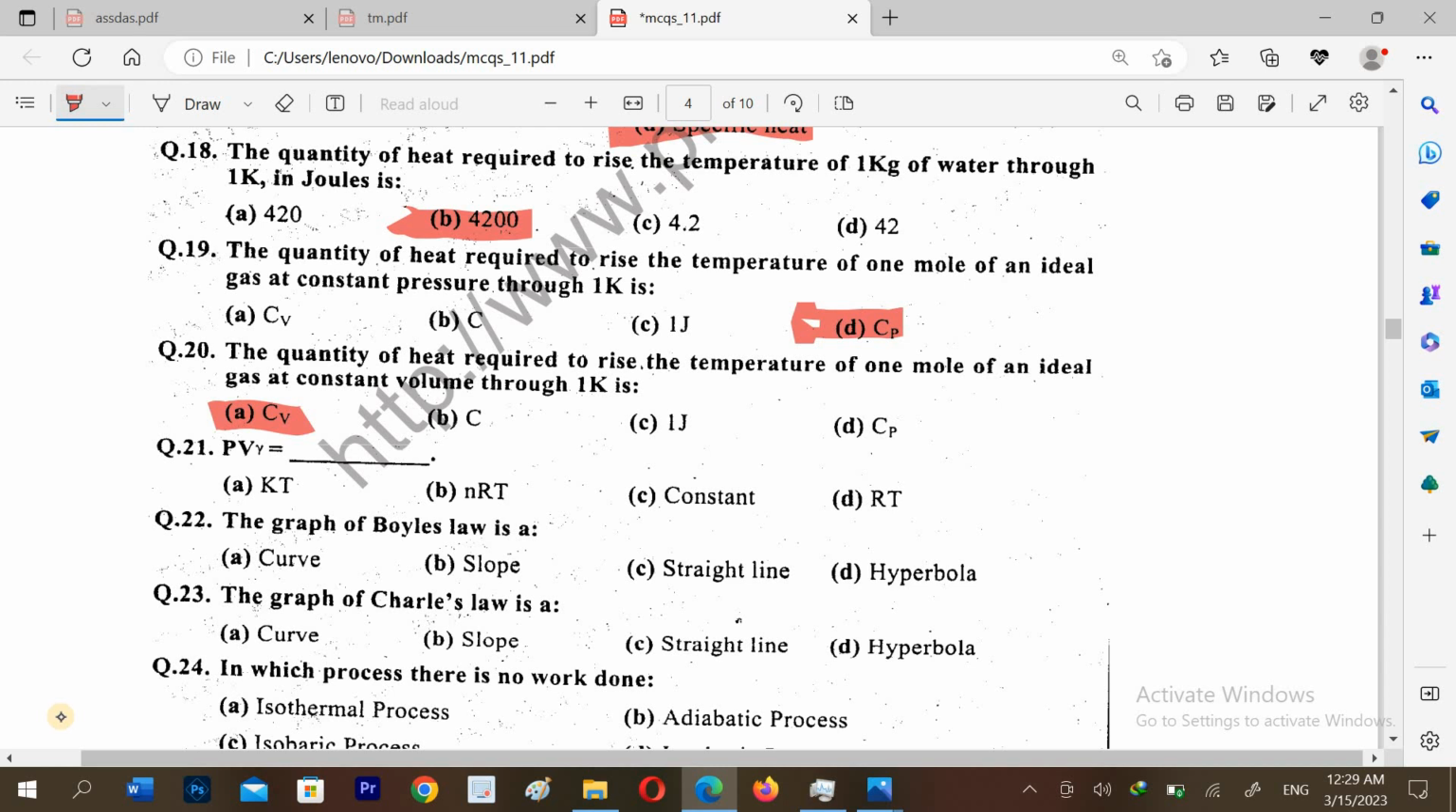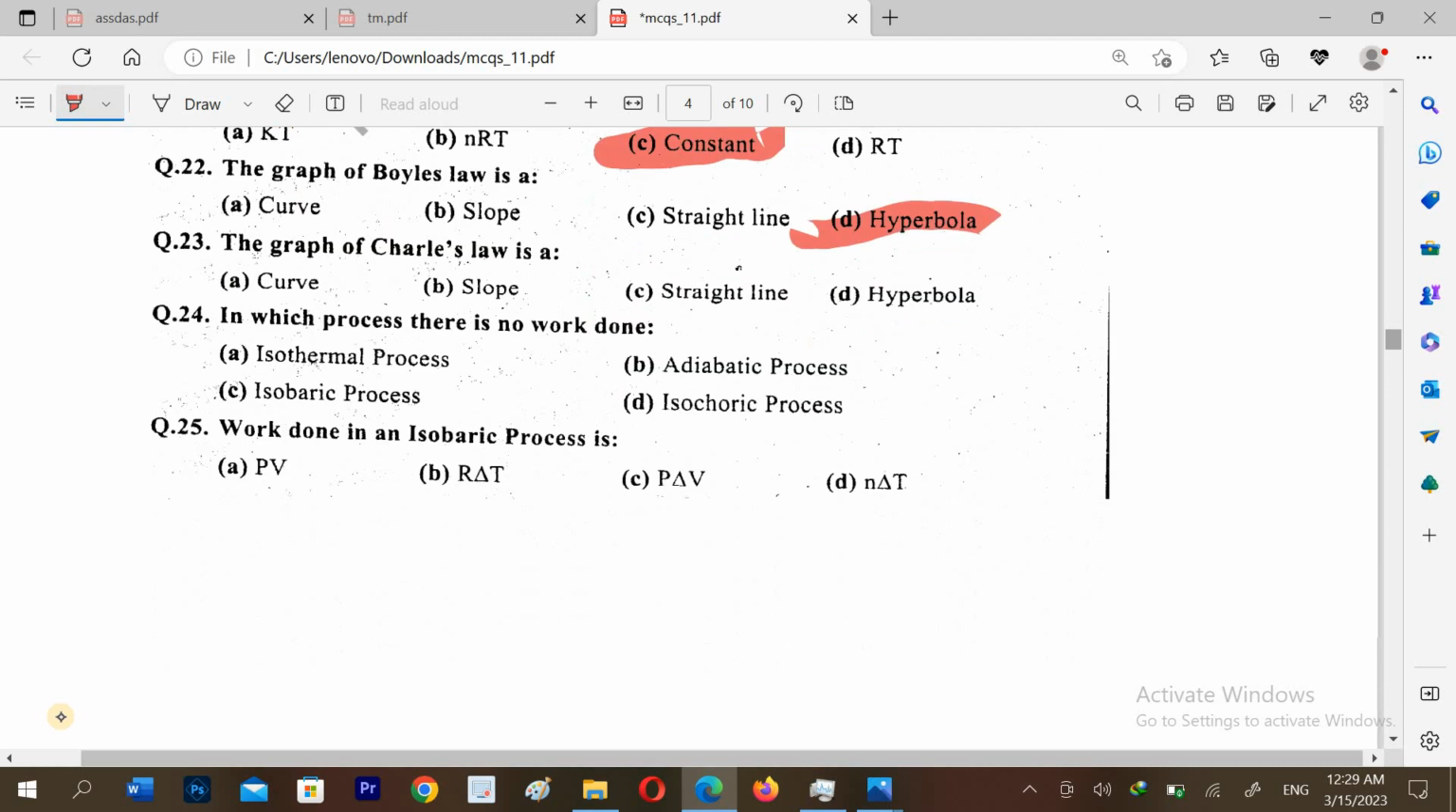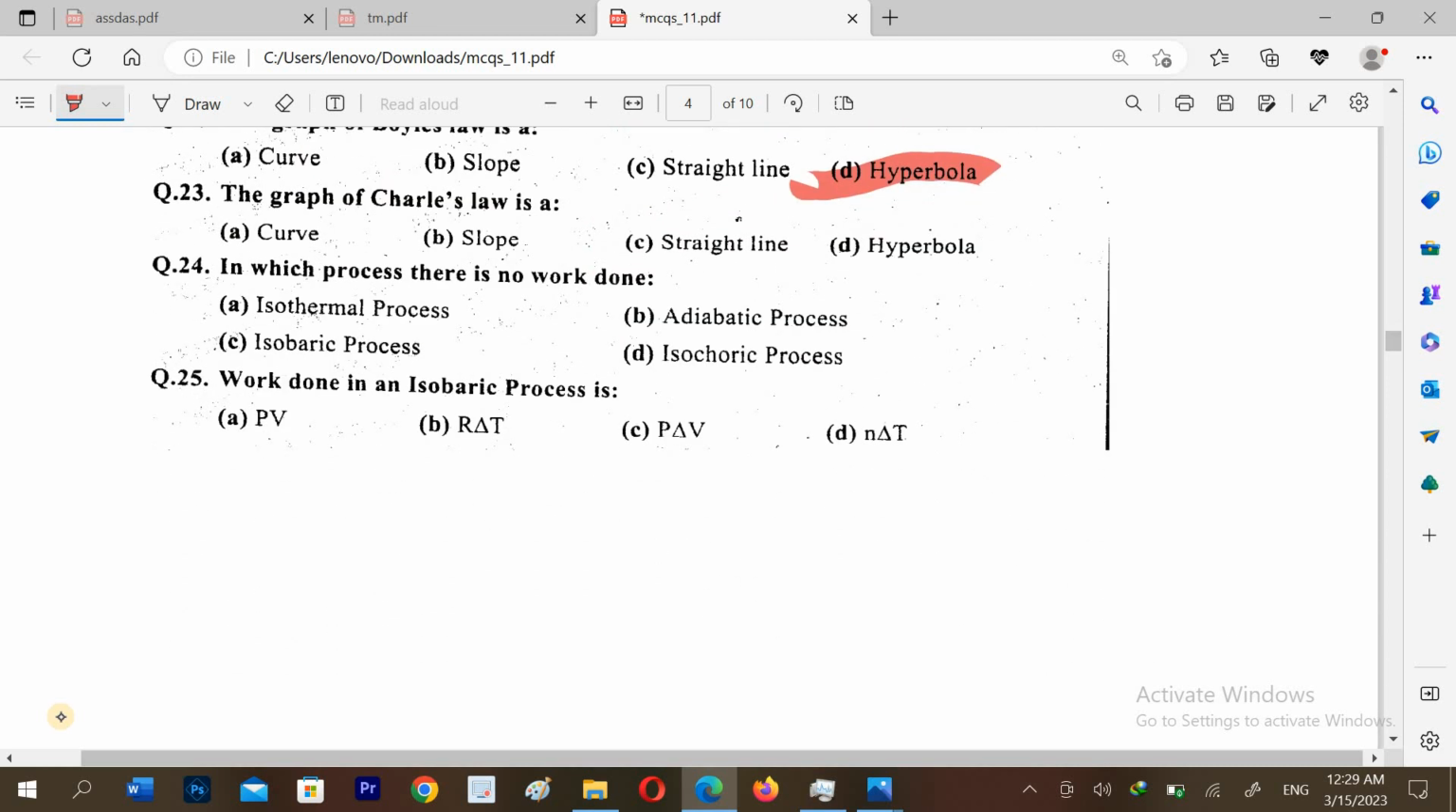PV^γ is equal to dash. C. The graph of Boyle's law is... D. The graph of Charles' law is... C. In which process there is no work done? D.